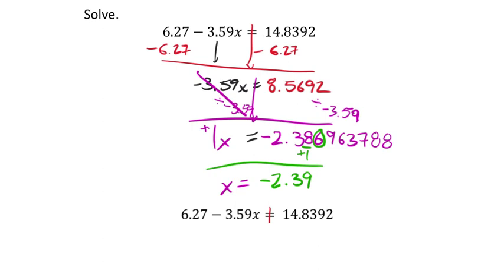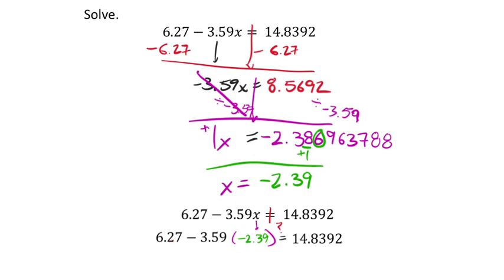But what I'm going to do is take this x and replace it with that negative 2.39. Okay, so that's my x value. We still have everything else. And this should equal 14.8392. Because of the unsurety, because I make mistakes on this, I'm going to put a question mark over my equal sign, and then all of this at once I'm going to type into my calculator.